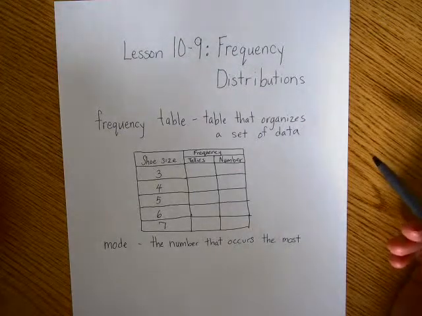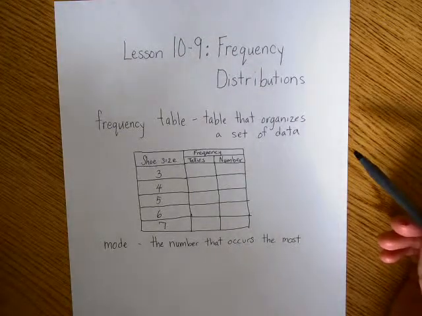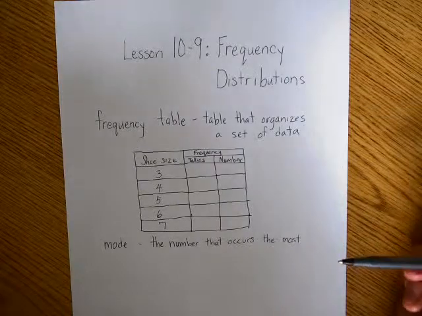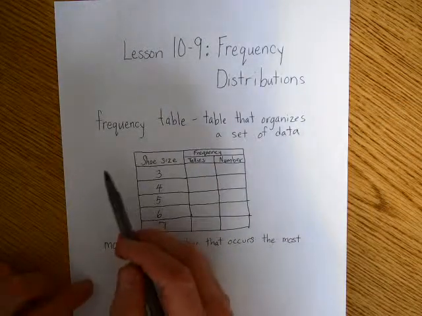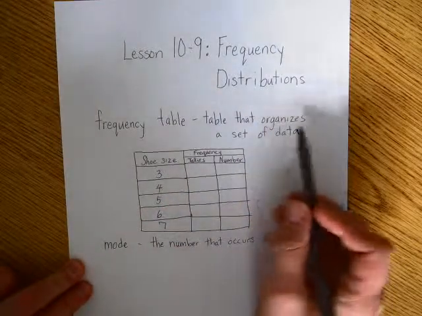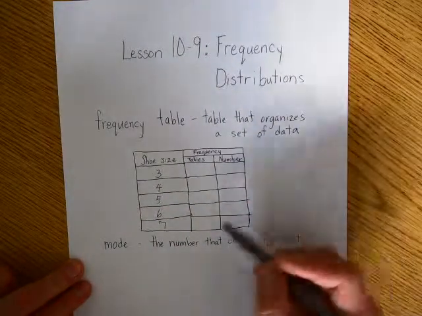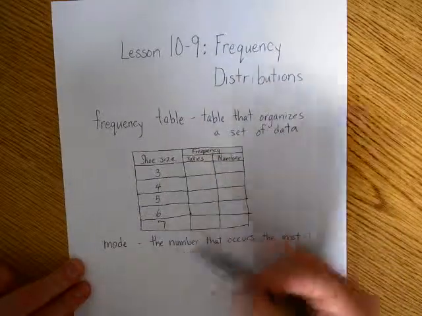This is lesson 10-9, frequency distributions, the parent help video for grade 3 Everyday Math. We have a couple of vocabulary words in this unit. First of all, the first one is frequency table, and that's a table that organizes a set of data. So I have a table started here of shoe sizes.